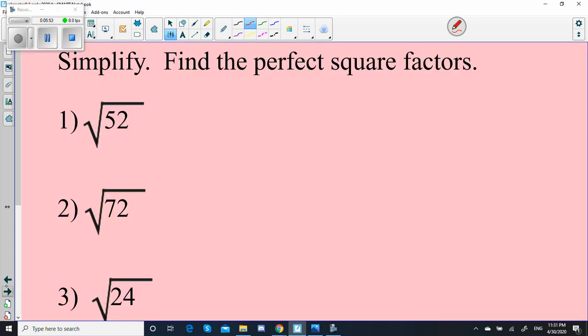All right, so let's give these a try. If you would like to just pause and give these a try by yourself, remember you're looking for perfect square factors of these particular numbers, and you want the highest one you can find.